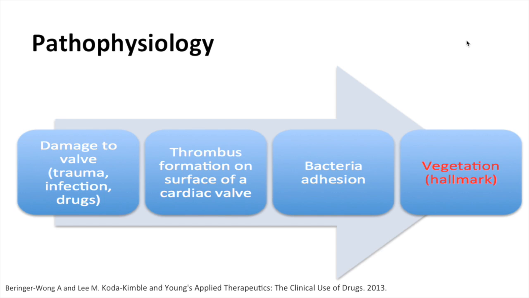For infective endocarditis to occur, there has to be some sort of damage to the valve, whether through trauma, infection, or drugs. But when this occurs, a thrombus forms on the surface of the valve and allows adhesion of bacteria to the valve. Once bacteria establishes a colony, vegetations in the form of fibrils start to form. And the evidence of vegetation is the hallmark sign of infective endocarditis. And this can actually be seen on the figure on the first slide.